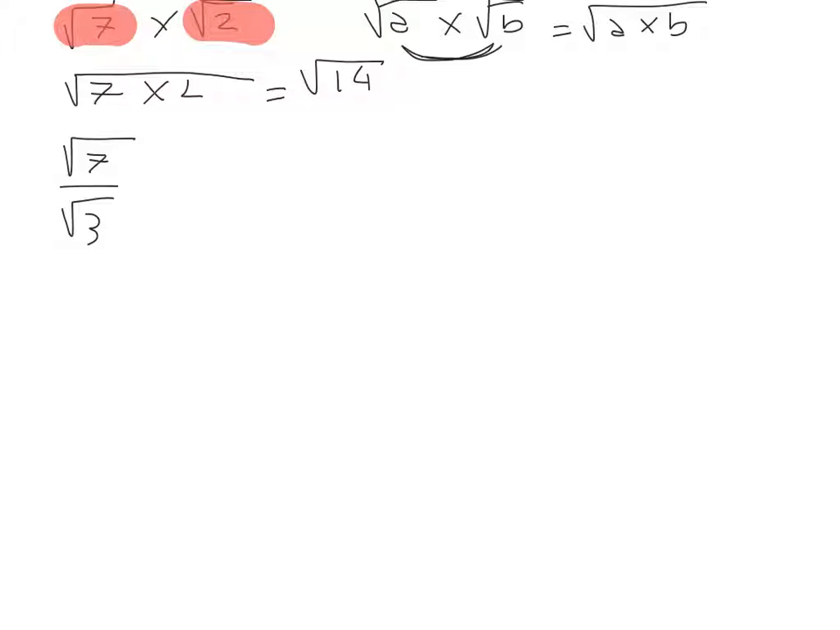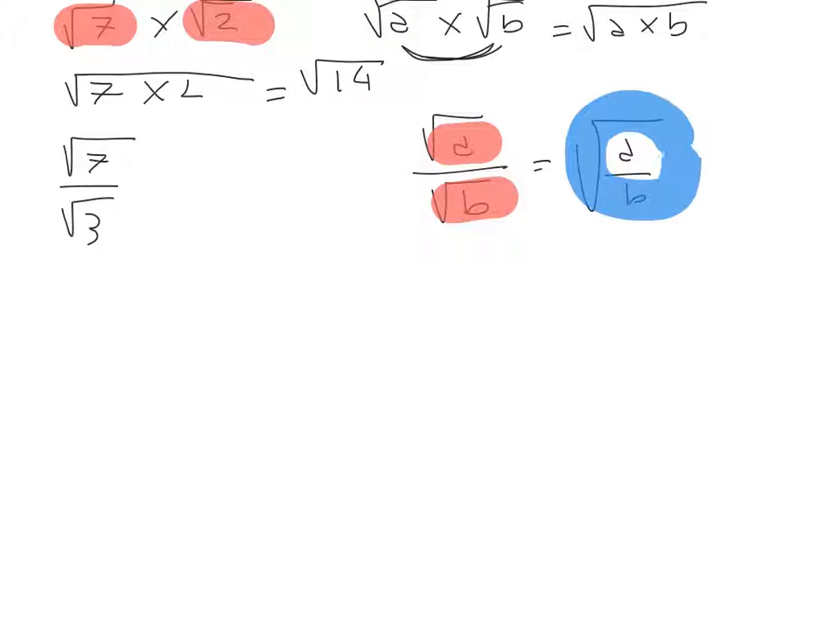And what happens when we have to divide two square roots? Well, we can use another property very similar to the previous one. When we have square root of a divided by the square root of b, we can put everything together and get the square root of a divided by b. So what does it mean in our case with numbers? That means that square root of 7 divided by square root of 3 can become a big square root of 7 over 3.